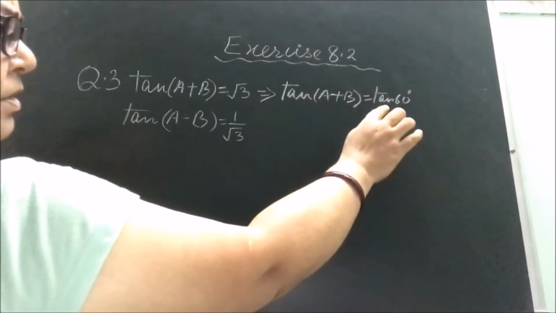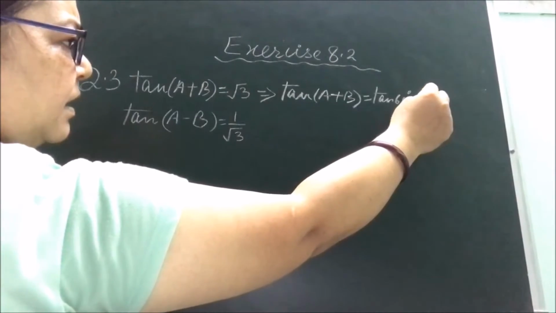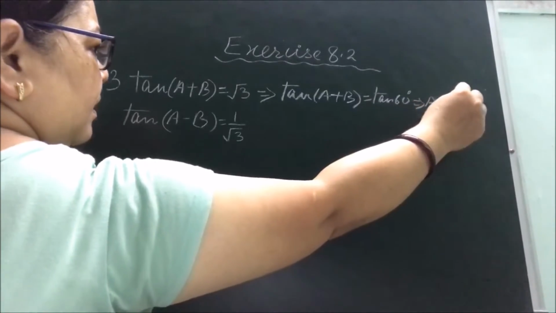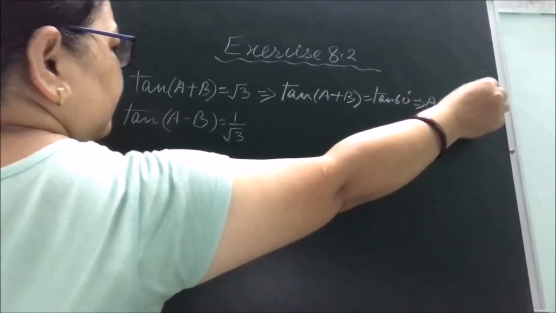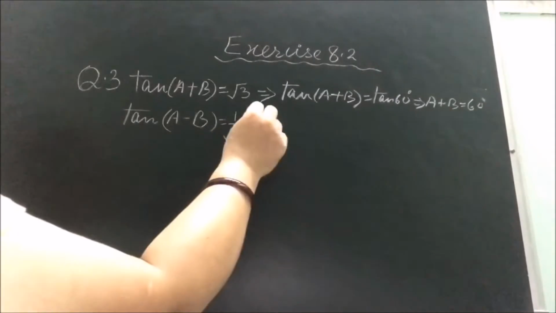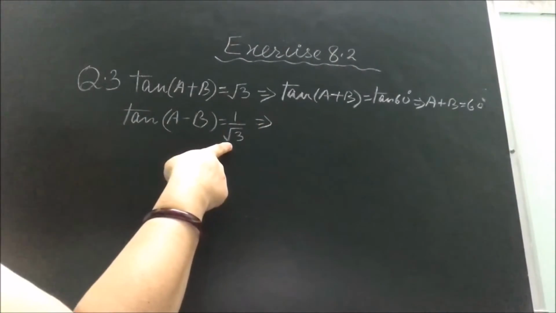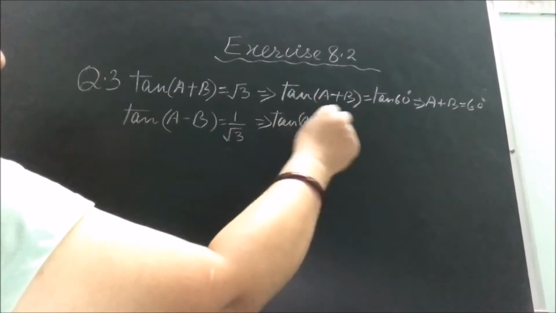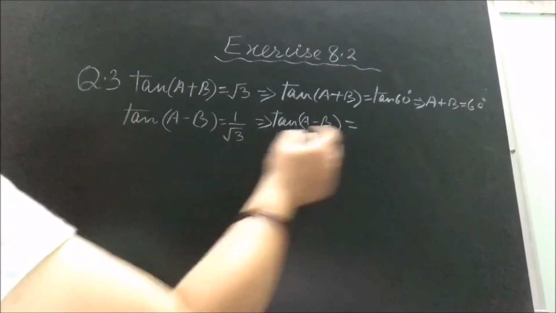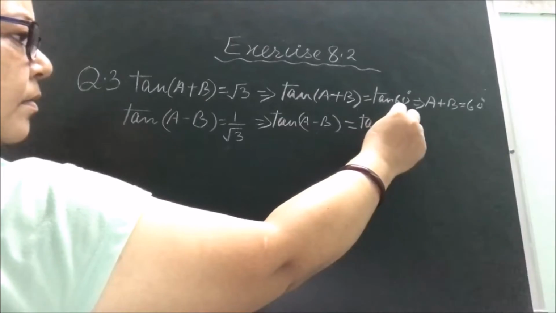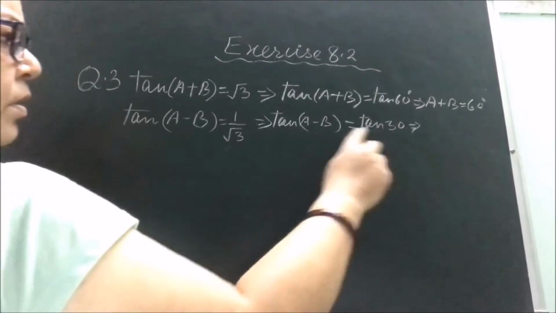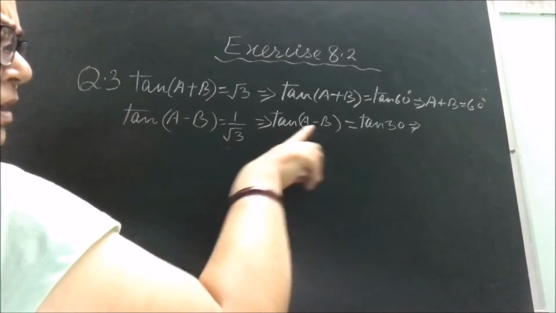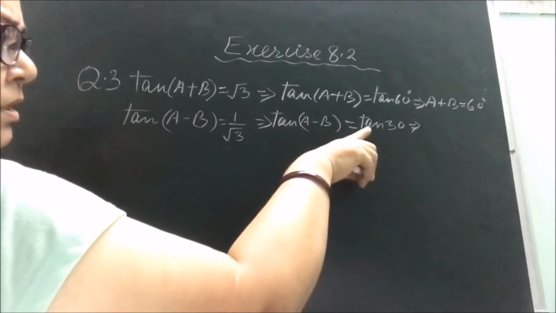Both the trigonometric functions are same, so this implies a plus b is equal to 60 degree, right? Similarly here, 1 by root 3 is replaced by tan 30. Tan a minus b is equal to 1 by root 3, we replace by tan 30. So tan cancels out, and obviously if the trigonometric functions are same, they are equal to each other, so we can equate their angles.